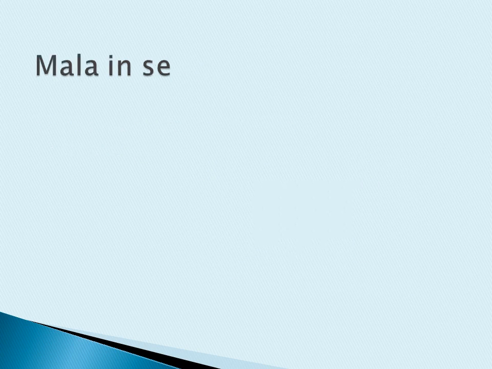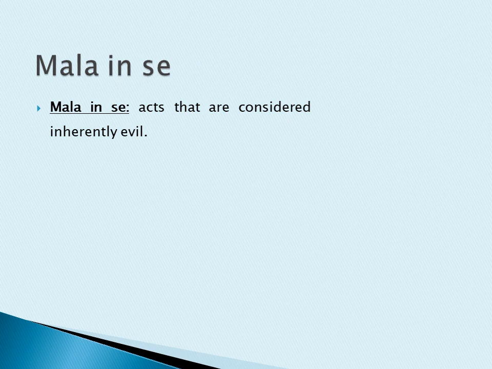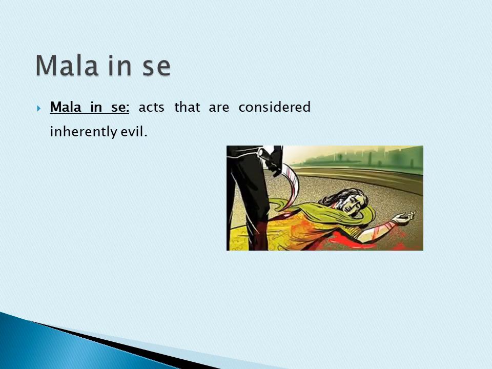Next is mala in se. They are the acts that are considered inherently and essentially evil, that is immoral in its nature and injurious in its consequence, without any regard to the fact of its being noticed or punished by the law of the state. Some acts, such as murder, are against the law in most countries as well as in all jurisdictions.